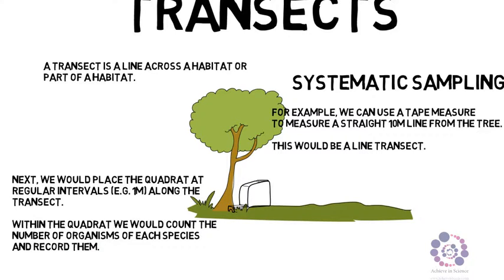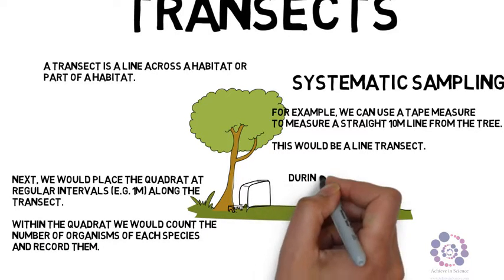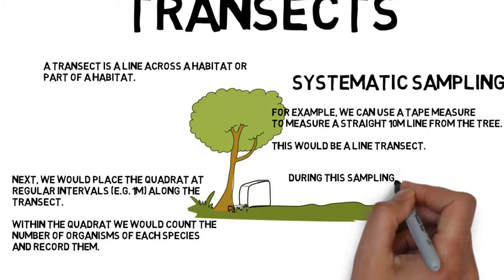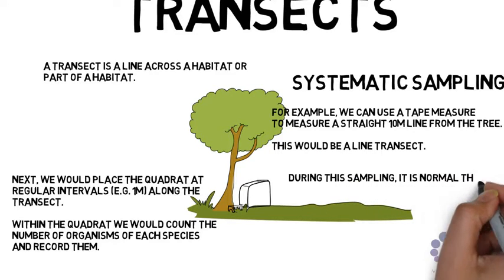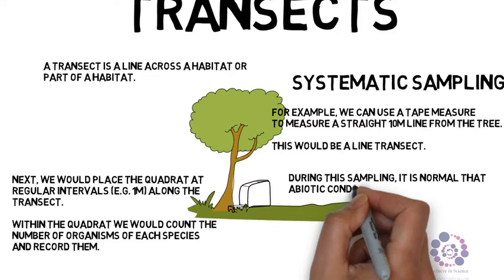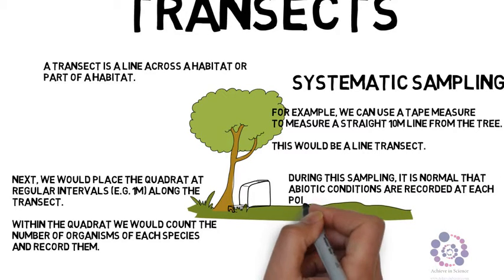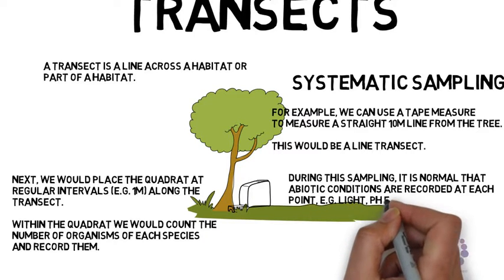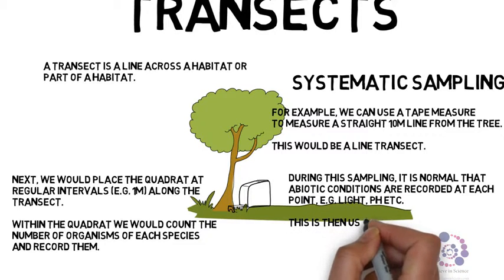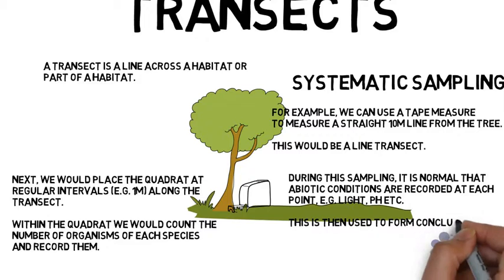It is also normal during this process to record any abiotic conditions. For instance, the amount of light, the soil pH could be recorded. This information then can be used later to form a conclusion about possible differences in the distribution of organisms.